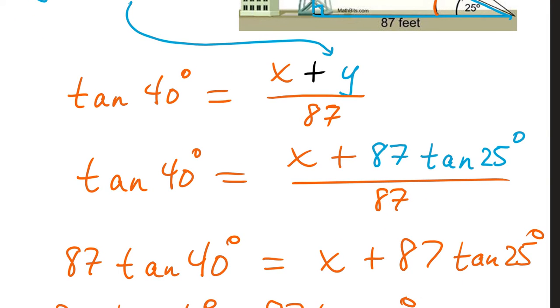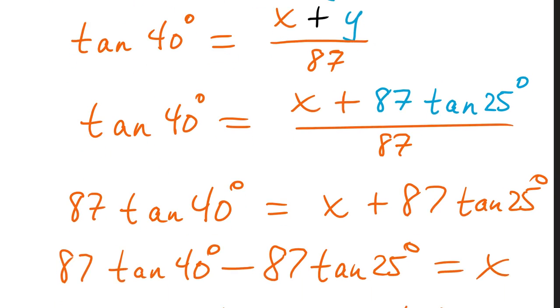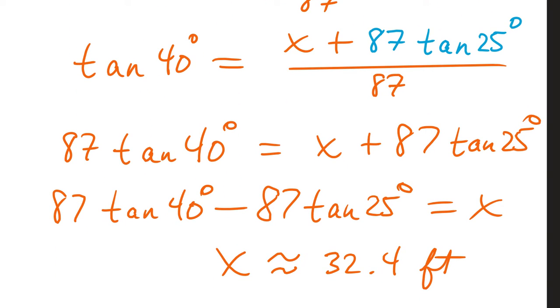Now, let's go for the final answer. After replacing y with its exact value, multiply both sides by 87. 87 tangent of 40 degrees is equal to x plus 87 tangent of 25 degrees. Subtract 87 tan 25 on both sides, and our value of x, the exact value, is 87 tangent of 40 degrees minus 87 tangent of 25 degrees, which is approximately 32.4 feet.